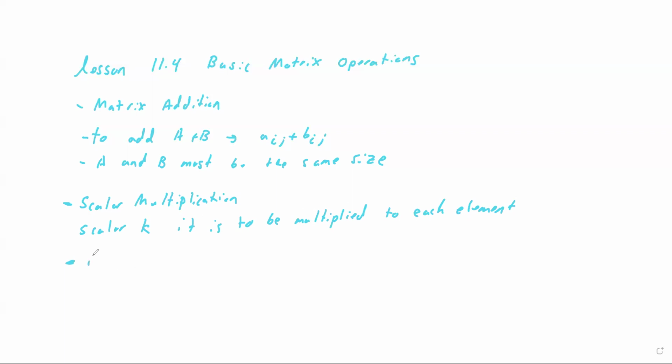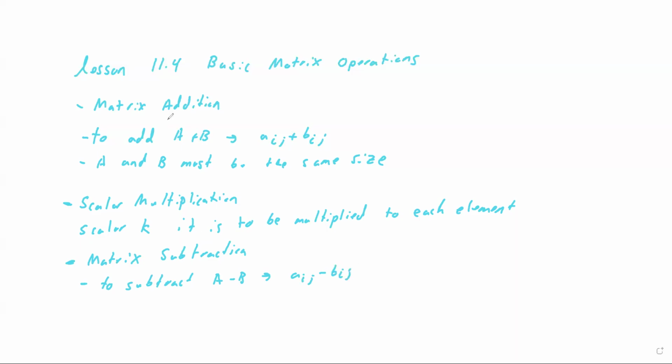You need to be able to do matrix subtraction. And it's the same concept as matrix addition. To subtract A minus B, you just subtract their corresponding elements.